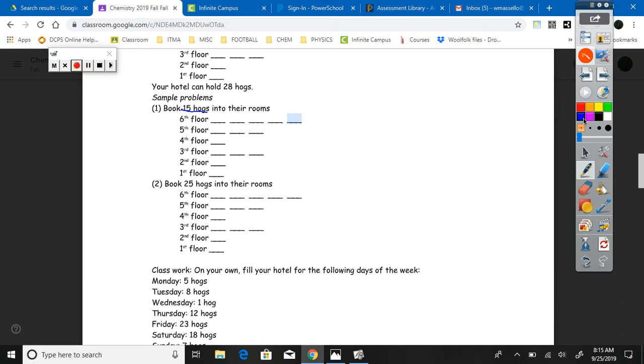Miriam, where's the first hog go? On the first floor, right? Yeah, so we're going to put it up like this. Where does the second hog go? You use your rules. Is it going to walk up to the second floor or plop right down on the first? Yeah, it's going to plop on the first. Why does it do that? Hogs are lazy.